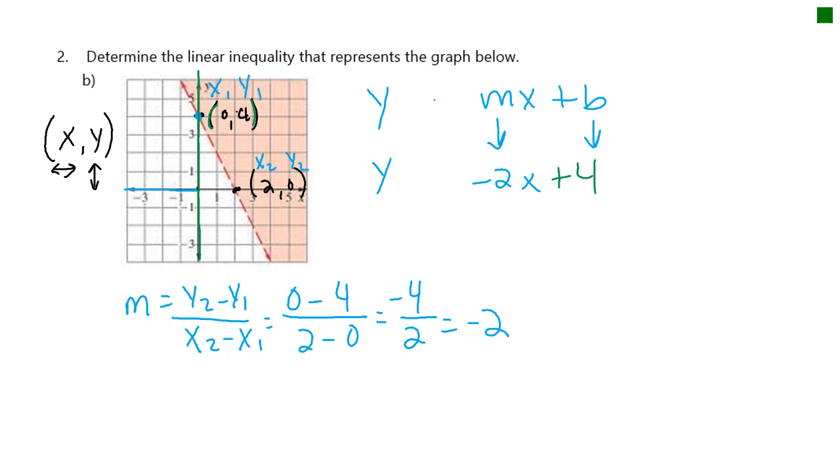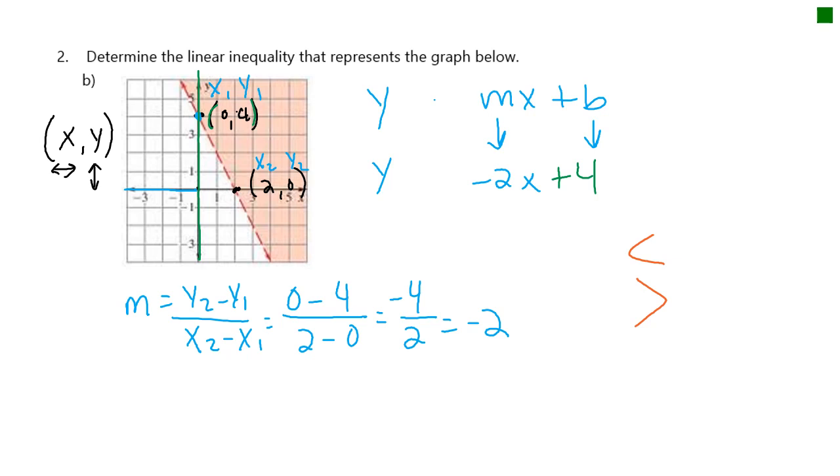All right, next, I need to figure out what kind of symbol I am going to use. But first of all, I need to figure out if it's going to be dashed or solid. I see that my line is dashed or dotted, right? I told you to use both words, okay? So it's dotted. That means I'm going to use the less than or greater than symbols. Not the ones with the equal sign, okay? The ones with the equal sign are the solid ones. These are the ones that have no equal sign on the bottom.